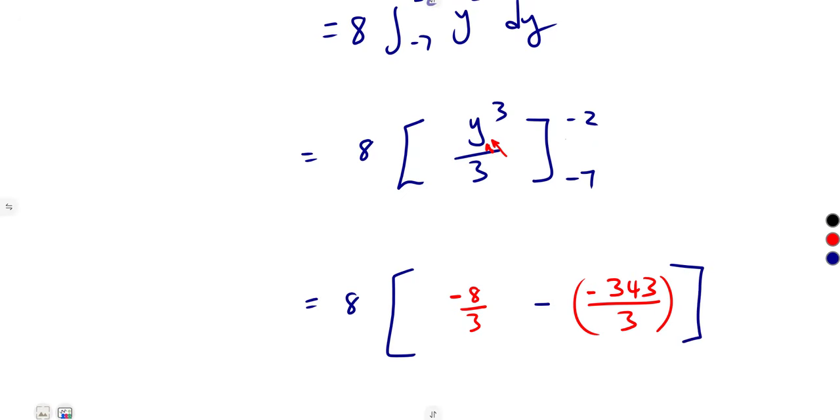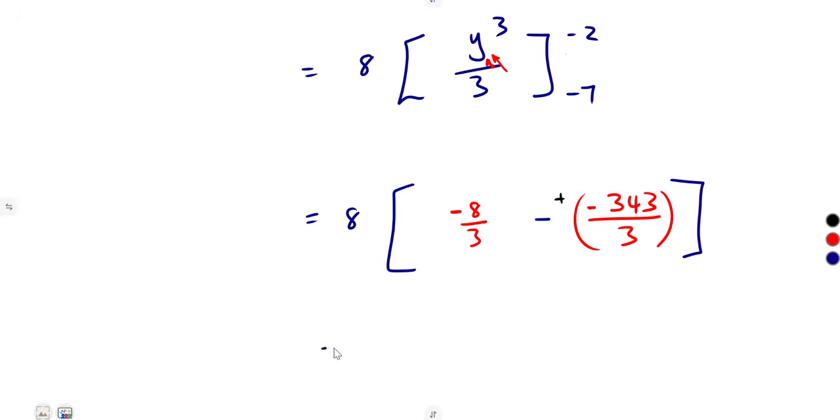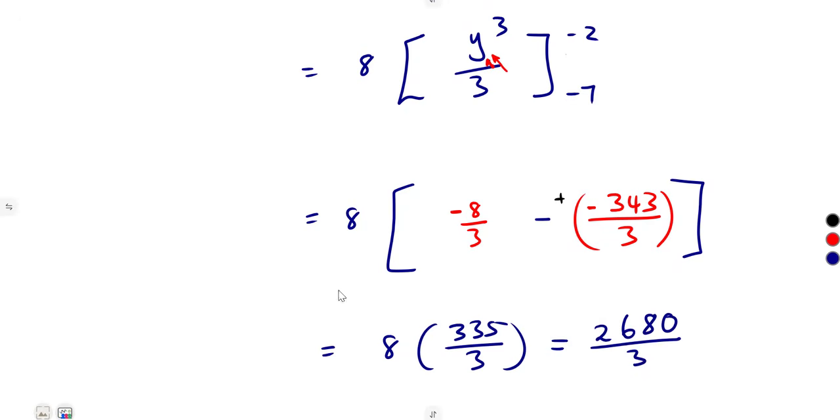So we simplify, not forgetting the negative, it's positive. Whatever you're going to have here, multiply by 8. So it was going to be 8 times 335 over 3. This is what you're going to get from this one, which gives us 2,680 over 3. Second moment of area, remember, that's meters to the power of 4, units to the power of 4. So you have got the second moment of area.